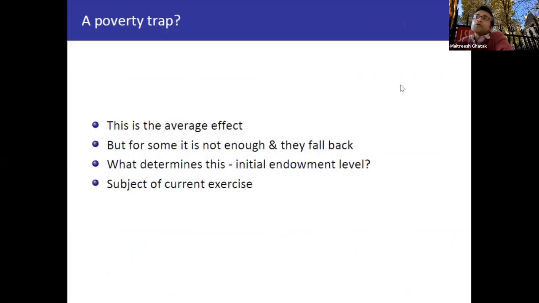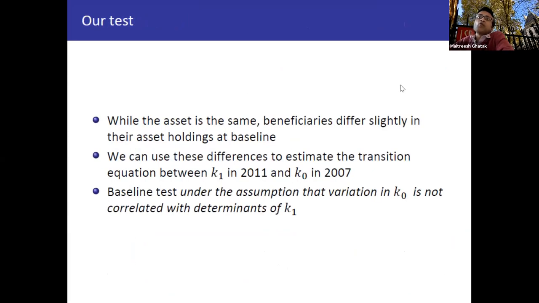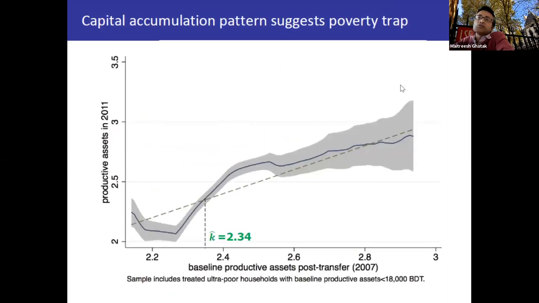Now, this is the average effect of this program. What we examine in this particular paper is the heterogeneity among those who had initial assets, and what their asset accumulation looks like based on differences in the initial assets. If you look at the capital accumulation pattern, this is where we're taking the heterogeneity very seriously. On the horizontal axis, we have the baseline productive assets after the transfer, so the initial assets they had plus the transfer amount. On the vertical axis, we have productive assets in 2011, which is 4 years after the initial transfer.